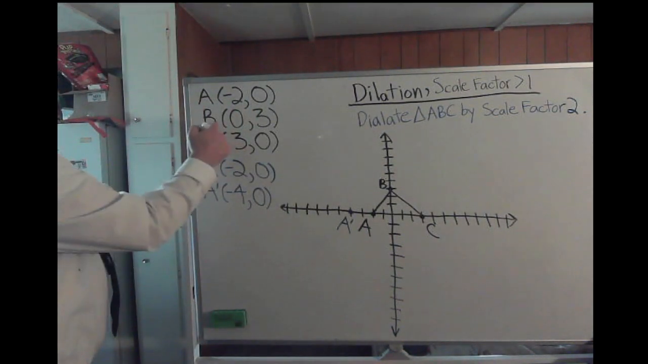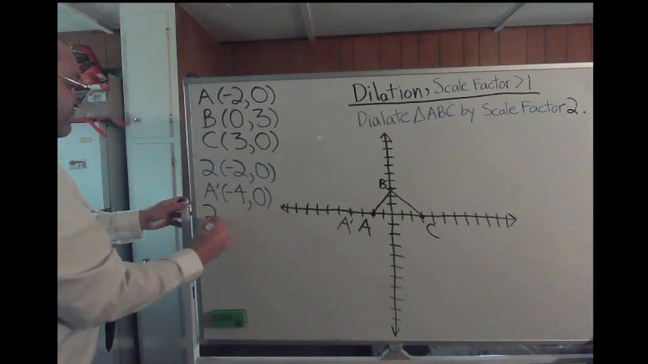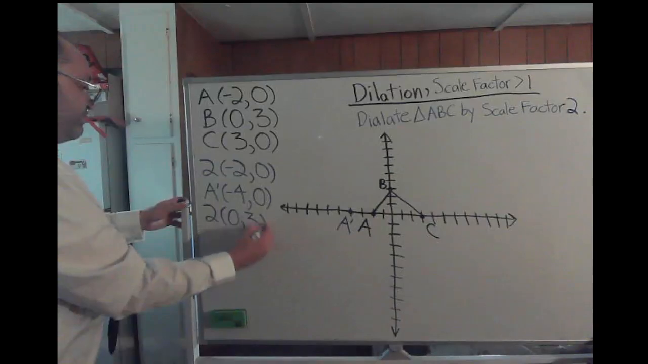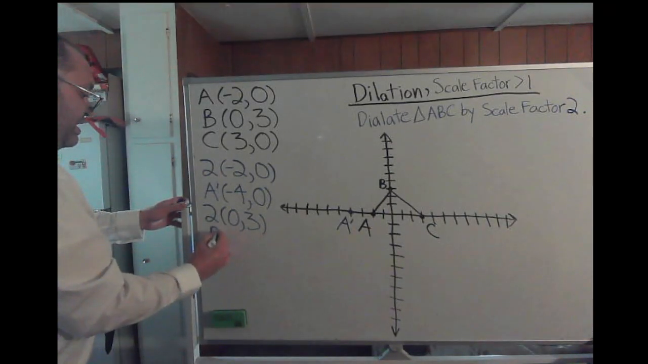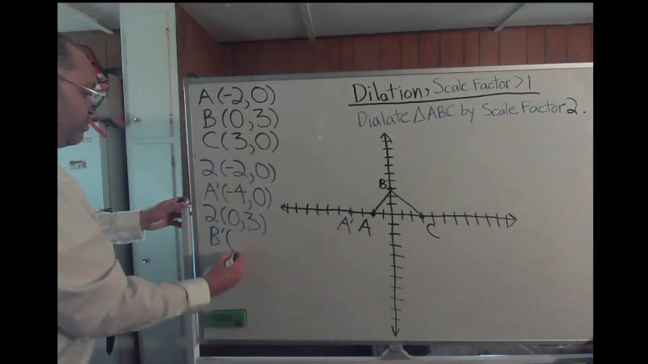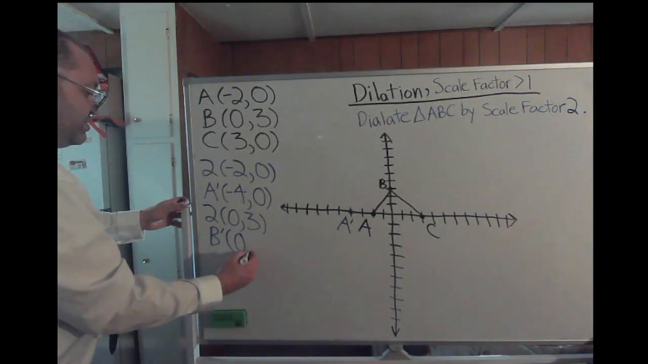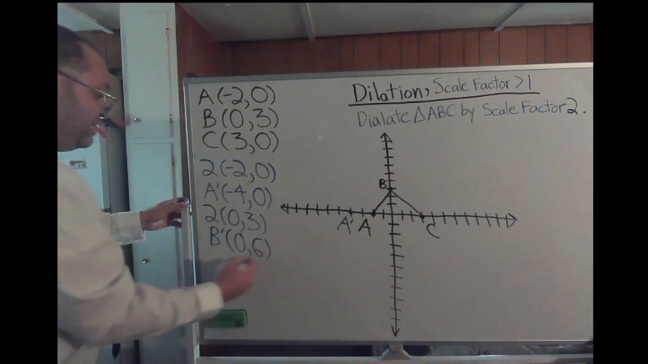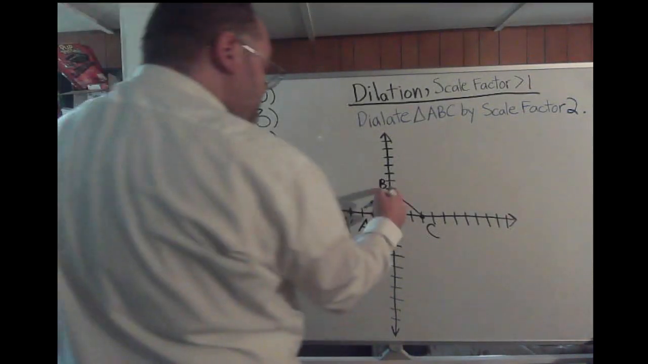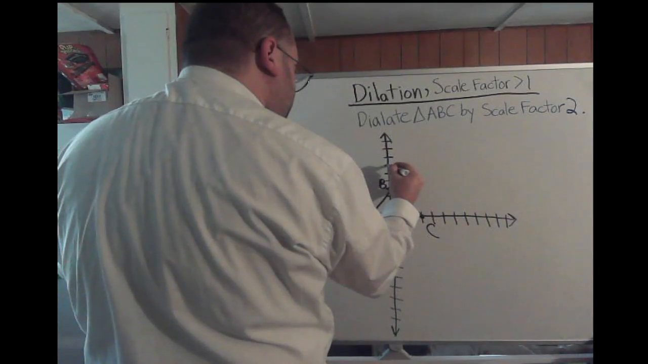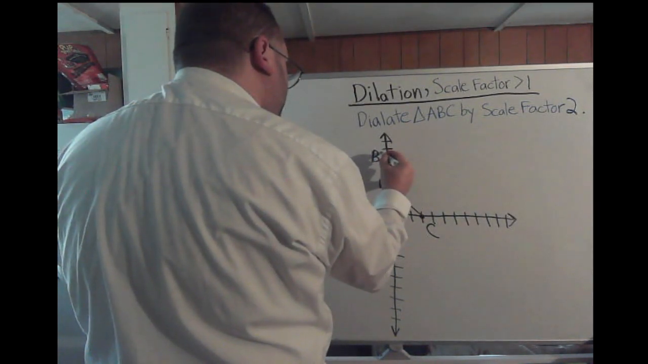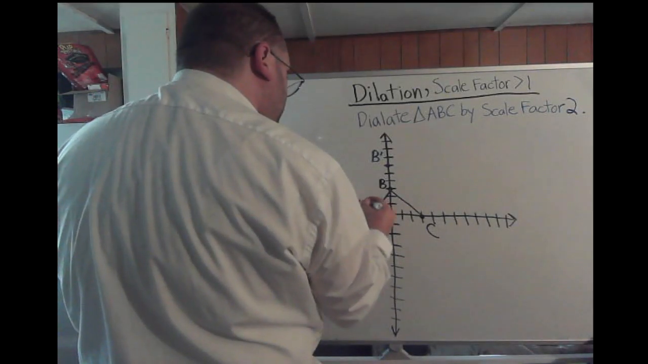Alright, now let's do it to the B coordinate. We'll take 2 times the coordinate of 0, 3. So B prime is going to be, for the x coordinate, 2 times 0, that's still 0. 2 times the y coordinate of 3, that's just going to be 6. So B prime is located at 0, 6. That would be B prime right over here. So let's go ahead and make the connection.